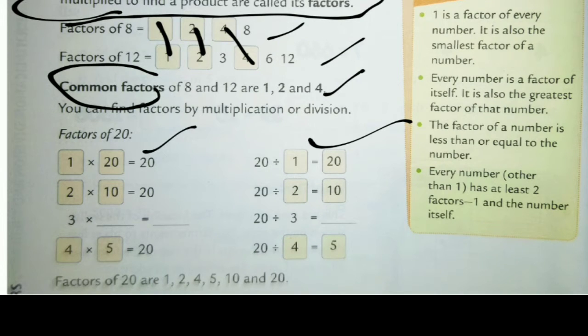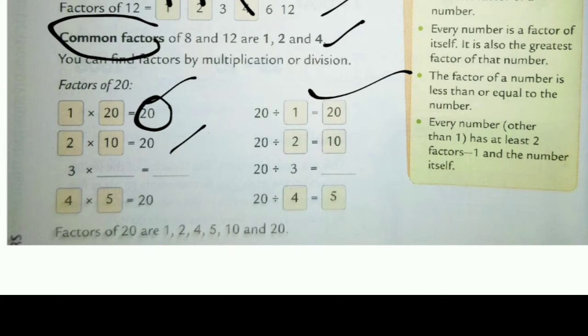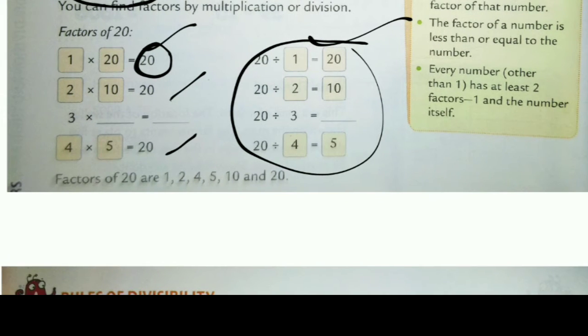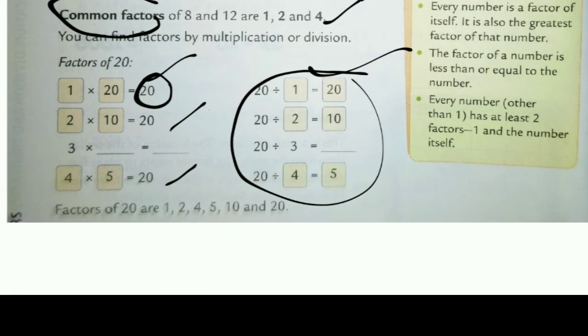See, 1 into 20 is 20, 2 into 10 is 20, and in 3, 20 will not come, so we don't have to write it. Then 4 into 5 is 20. Clear? Same for division. So, the factors of 20 are 1, 2, 4, 5, 10 and 20. So, these are the factors of 20.